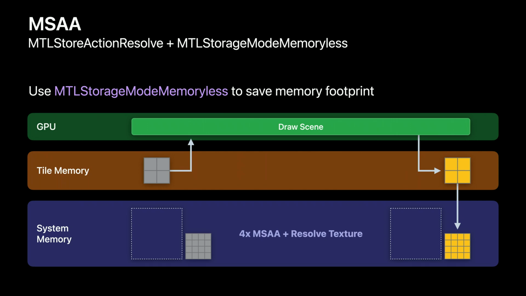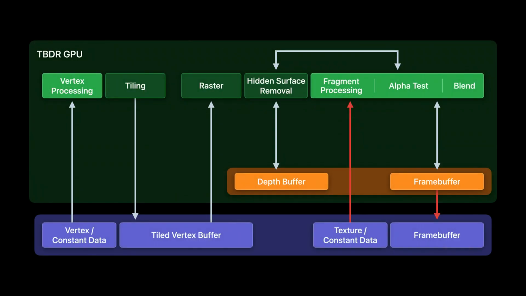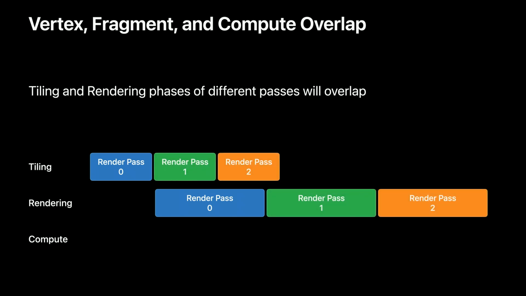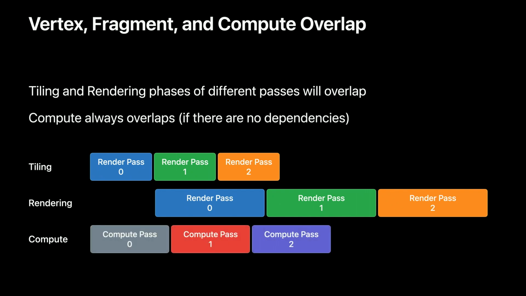Awesome, so now let's take a step back. Thanks to the efficient load and store actions, tile memory, and memory-less render targets, we can write some awesome renderers which are impressively efficient. Another characteristic of Apple TBDR GPUs is that the tiling and rendering are separate stages for each render pass. This allows the tiling work of a render pass to overlap with the rendering work of a previous pass. And of course, if there's no dependencies, compute will always overlap.